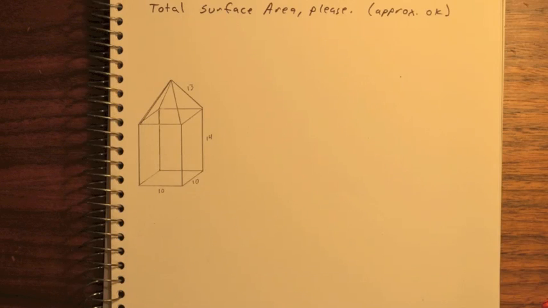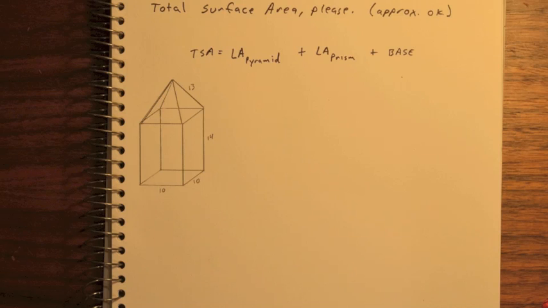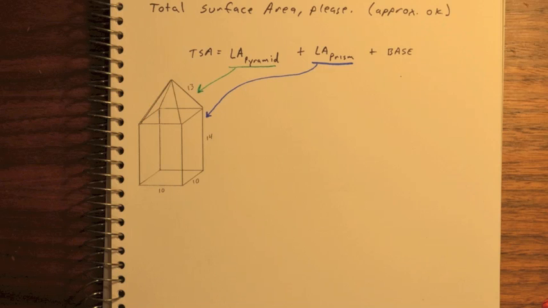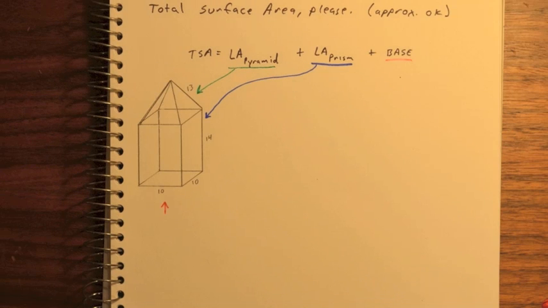And the final example. We want the total surface area of this thing. So total surface area. First of all, let's break this up into pieces. We have the roof, which is lateral area of the pyramid. We have the 4 walls, which is the lateral area of a prism. And then we have the bottom, the floor, which is just one base. So again, it's made up of lateral areas, and only one base is actually shown on the surface.